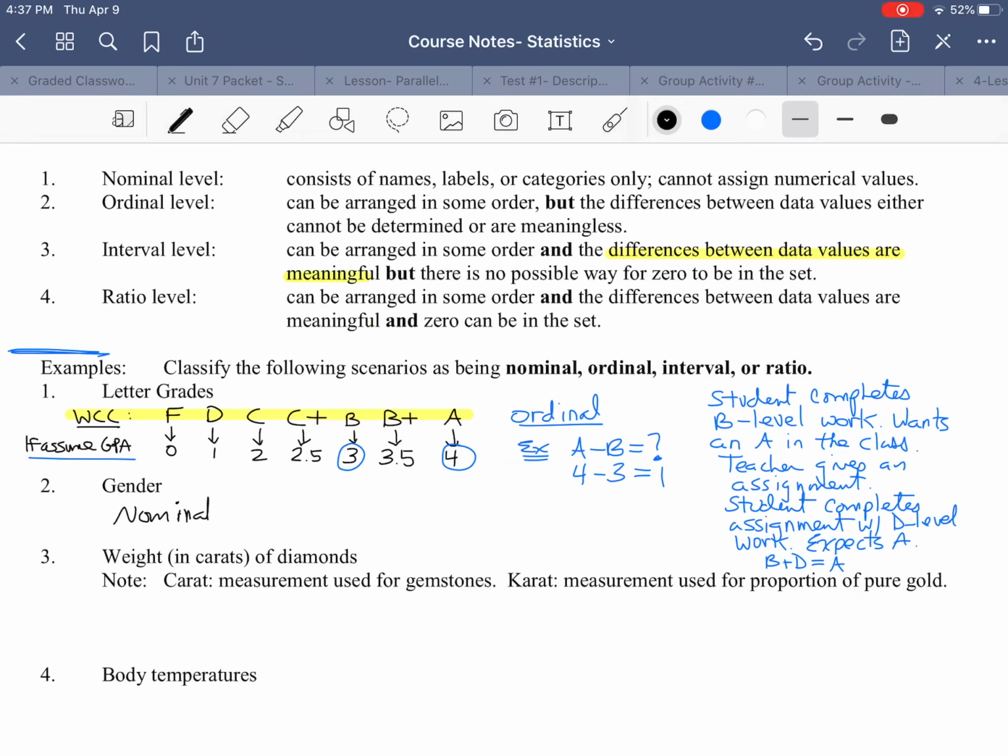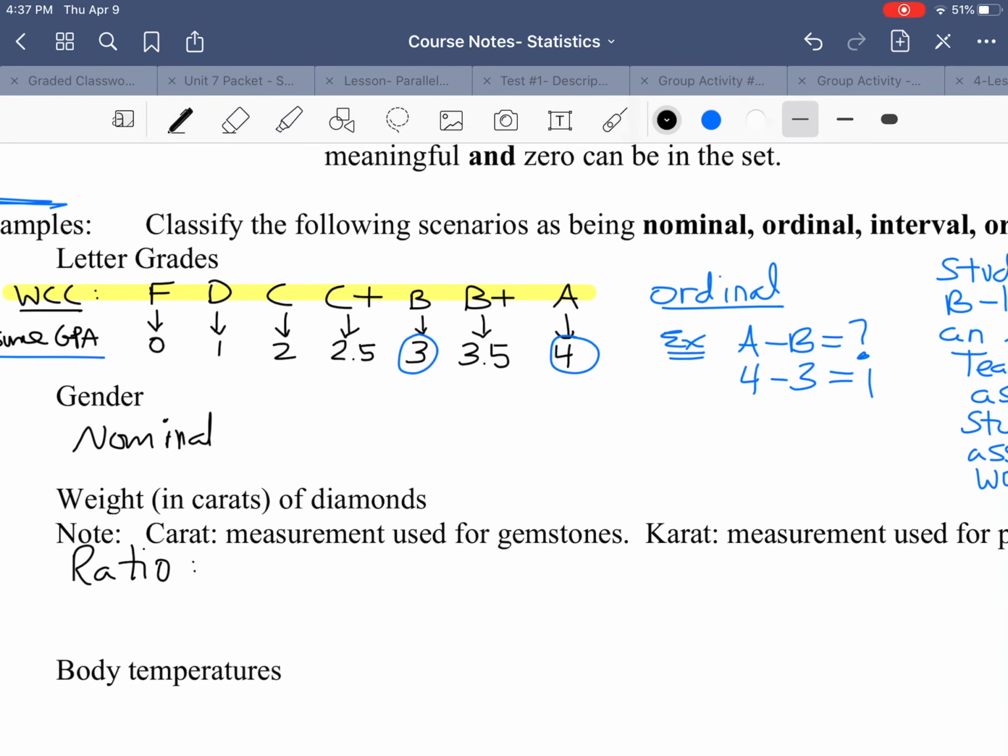Weight in carats of diamonds. I only learned this recently. A carat with a C is a measurement used for gemstones. A carat with a K is used in measuring the amount of pure gold in jewelry, or in gold in general. So for this case, I would be looking at ratio, because I would be figuring that if the value is based off of weight, a weight can be equal to 0.